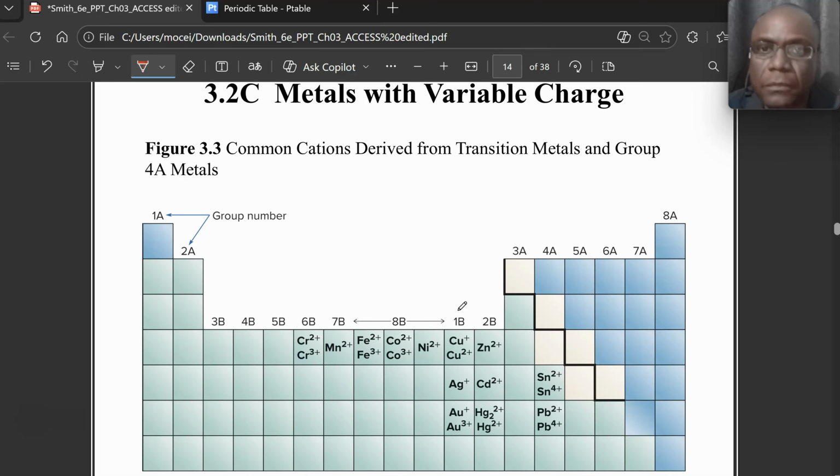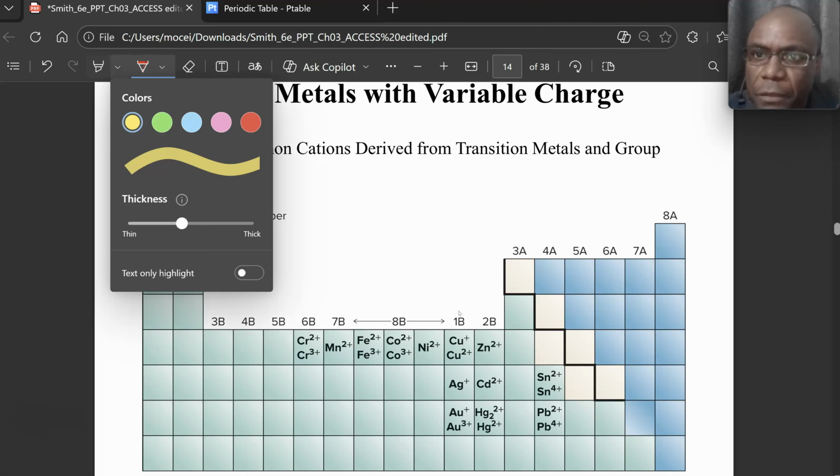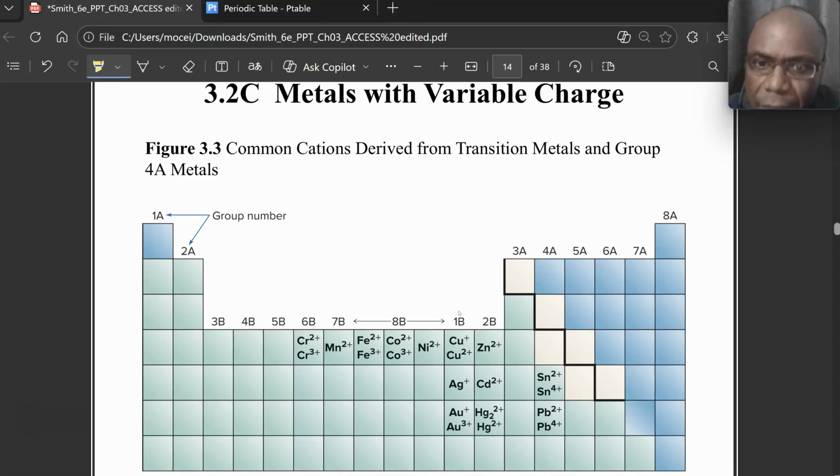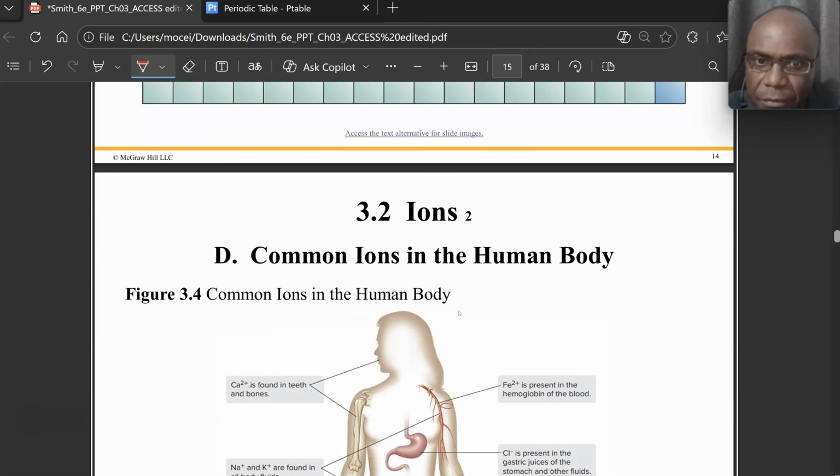Now, if you just focus on the transition metal elements, they might have several charges. And these usually, we just memorize their charges when we're working with them. Some have multiple charges, so you can't really use that method to predict their superscript charges. They're just memorized usually.